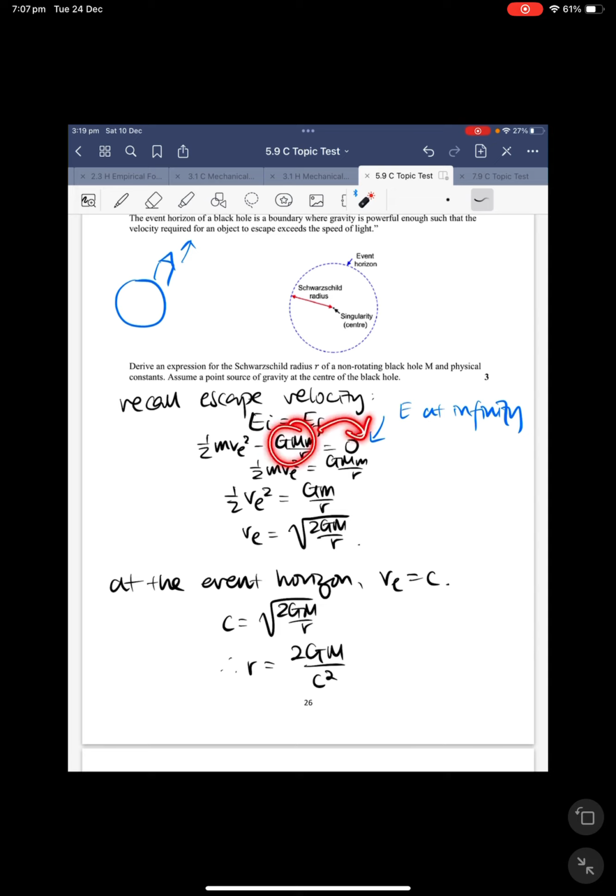Move this to the other side, rearrange, use algebra, and we get that the escape velocity is equal to the square root of 2GM on r. So that's the formula for the escape velocity.